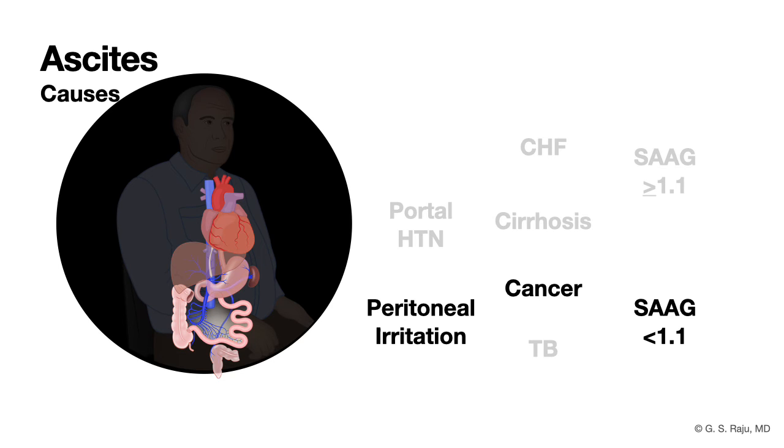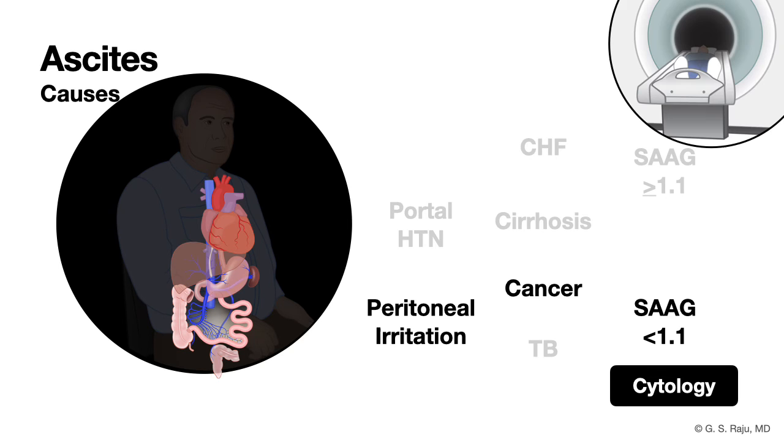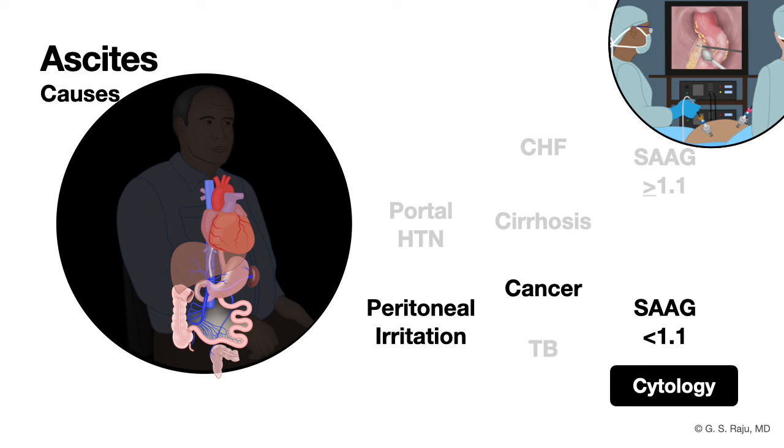So when the SAG is less than 1.1 and you suspect possibility of cancer, it's important to send the ascitic fluid for cytology. And imaging, cross-sectional imaging will also be helpful. In some cases, you may even need a laparoscopy to evaluate the underlying pathology further.